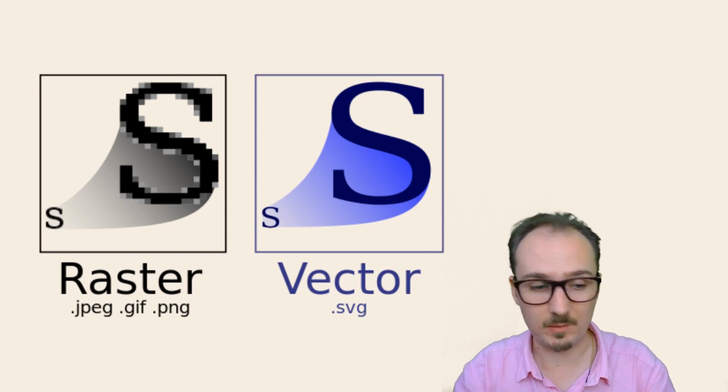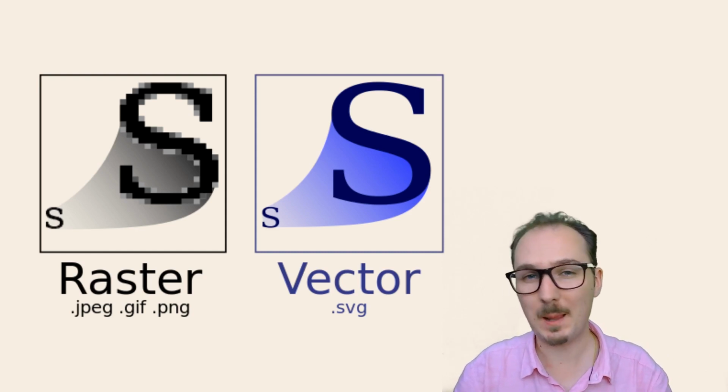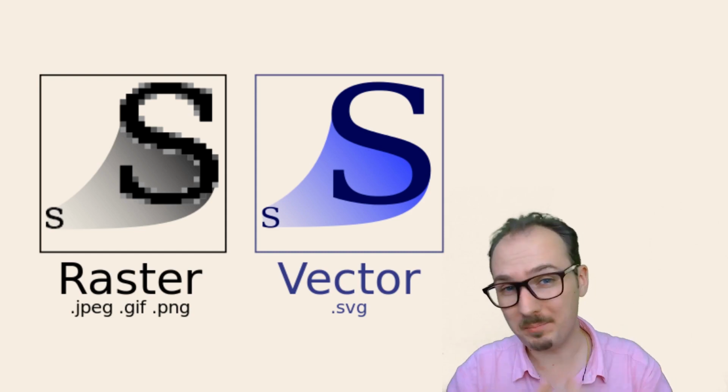Raster image formats include JPEG, GIF, and PNG. And also the ancient .bmp bitmap format.